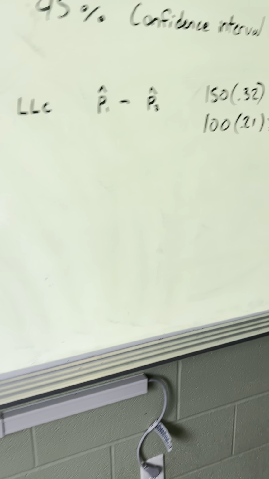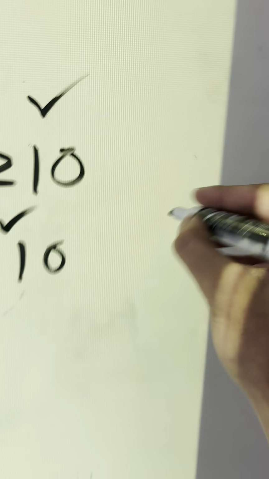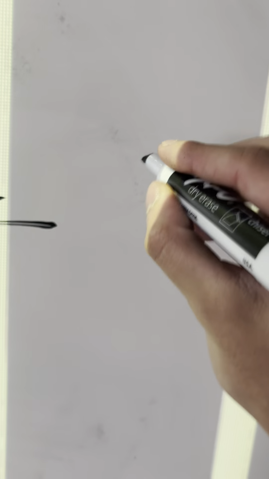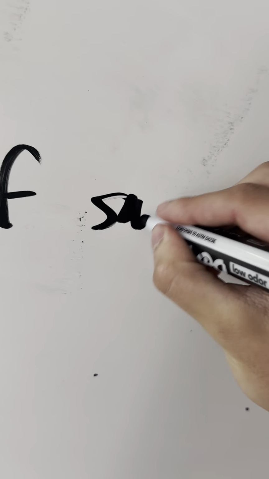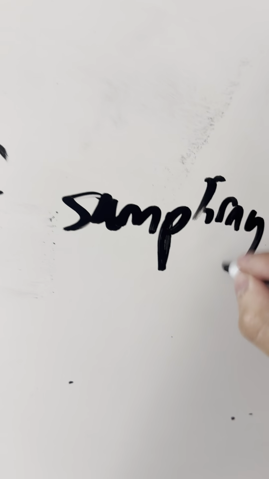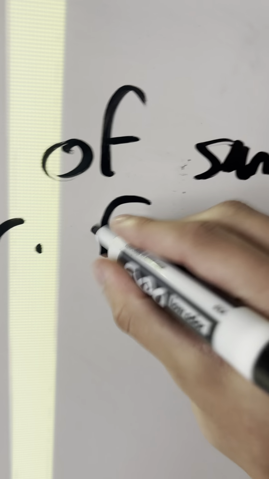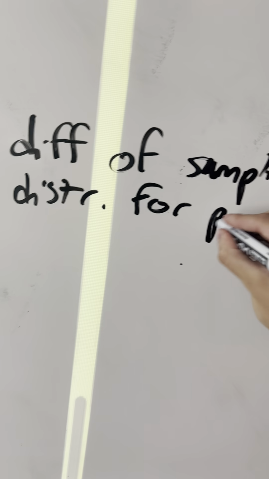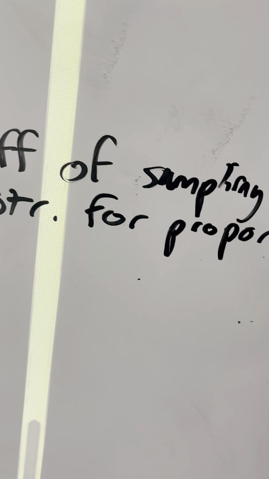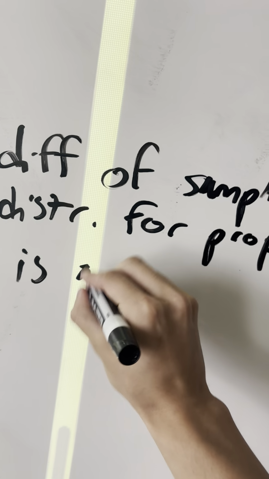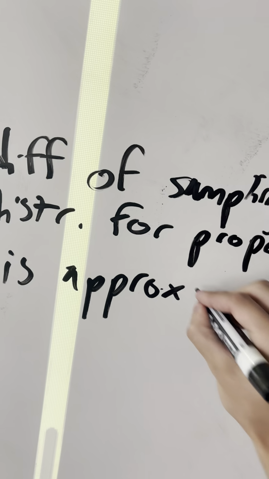So we could say the sampling distribution for our difference in proportions is approximately normal.